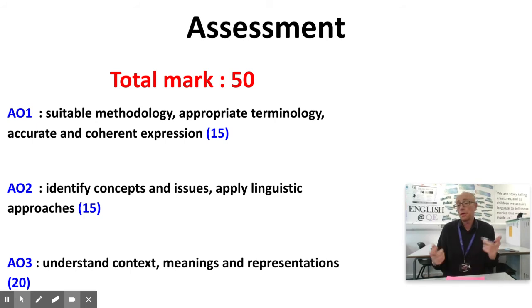Your AO2 is about concepts and issues. So this is where you're drawing upon the sort of theories and concepts that you've learned so far on the course. And of course, everybody's investigation will be drawing upon different concepts and issues. And then your AO3 is your good old context, contextual terms like audience and purpose and mode, but it's also about meanings and representations as well. Okay, and that's the 20 marks out of the 50.